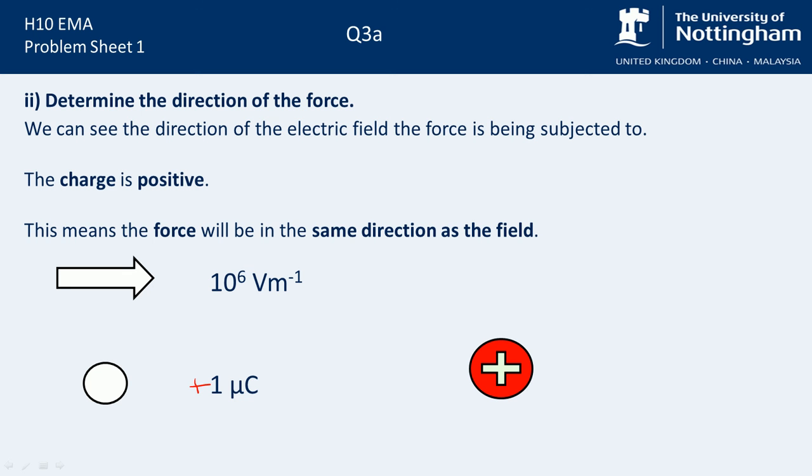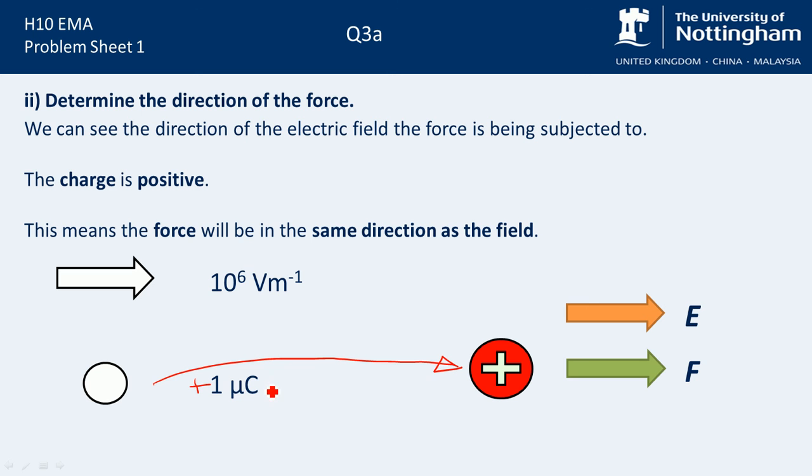Here's a little bit from the lecture notes. We've got a positive charge, so let's represent it as a nice red one like we did in the lecture notes. And then we can see that we've got E, which is the electric field, and F, which is the electrostatic force, are both acting in the same direction. So there we go, that's the answer to problem sheet 1, question 3A.